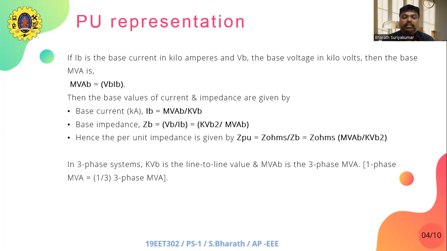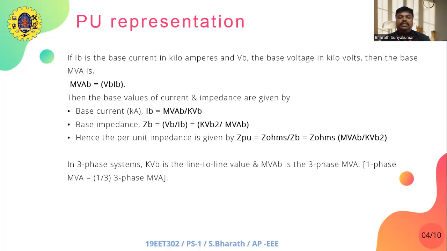Hence, the per unit impedance is given by Z per unit is equal to Z ohms divided by ZB. That is equal to Z ohms times MVAB divided by KVB the whole square. So this is the formula for Z per unit. This formula is very important, where we use these same formulas for finding the solution of the problems in different cases.